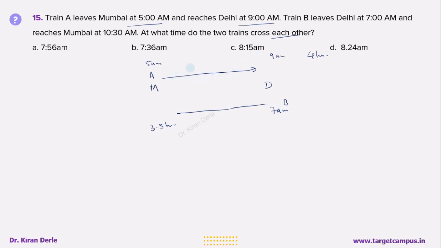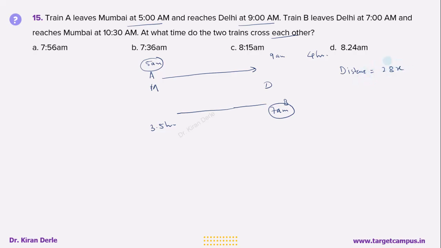Now for such questions, see, this train is leaving at 5 a.m. and this train is leaving at 7 a.m., taking 4 hours and 3.5 hours. So first thing first, we'll consider the distance. We'll assume the distance as the LCM of these times taken to simplify our calculation. So what is the LCM? 3.5 into 2 is 7, and 7 into 2 is 14, 28. So 28x, let's say, is the distance.